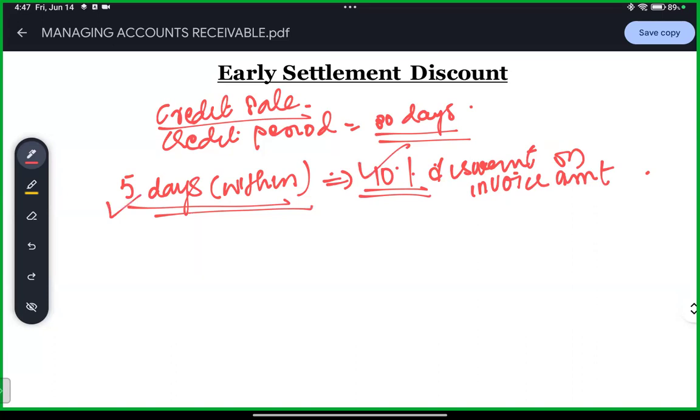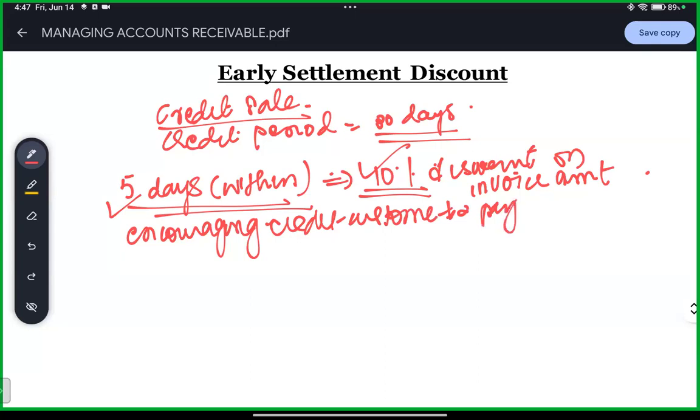So the benefit here is you are encouraging your credit customer to pay early. So this is the benefit of early settlement discount. I hope you understood the concept. So you are asking them to pay before the normal credit period. So you anyway give them a credit period, but you're asking them to pay way before the credit period, for which they will be given a discount of so and so percentage.